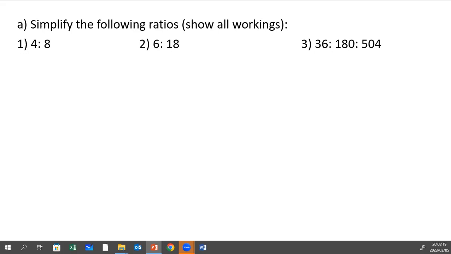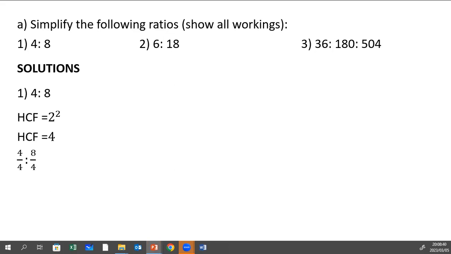Now the first one, which is 4:8, you will simply prime factorize 4, and then prime factorize 8. You will end up having 2 squared and 2 cubed, but your highest common factor will be 2 squared, which is 4. So you divide each part by 4, you end up having 1:2.